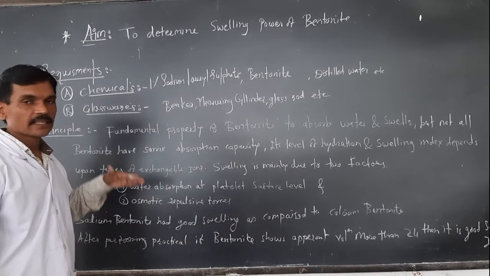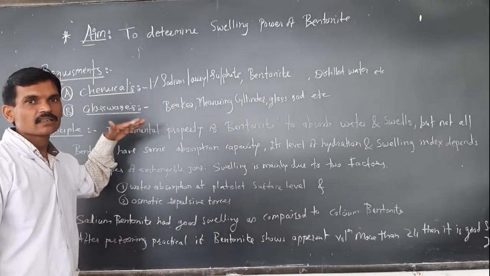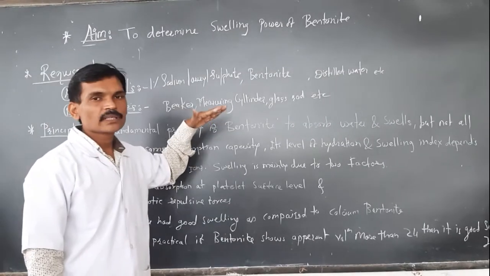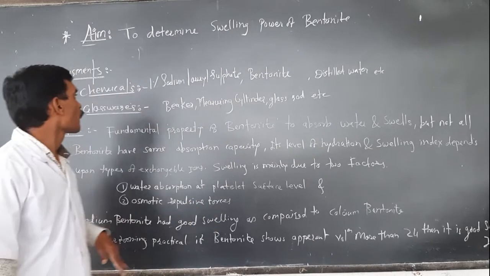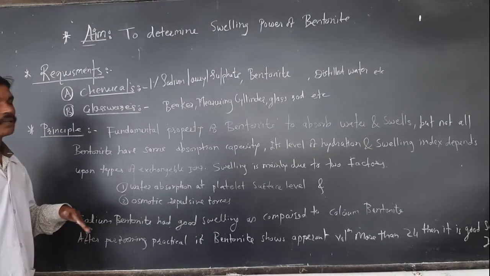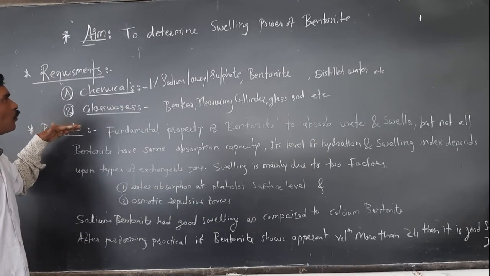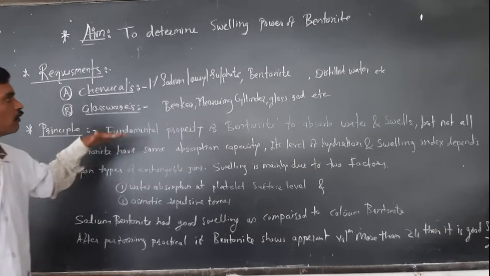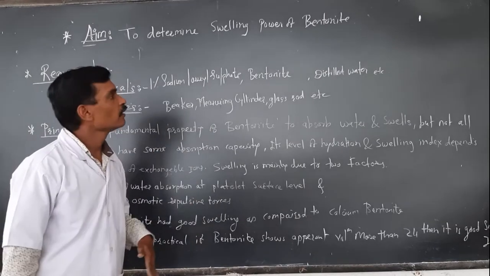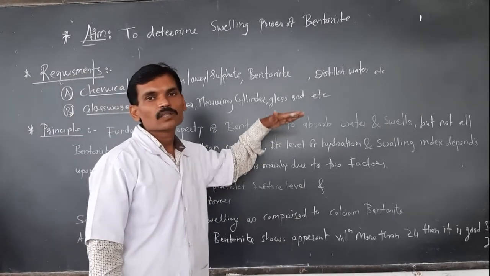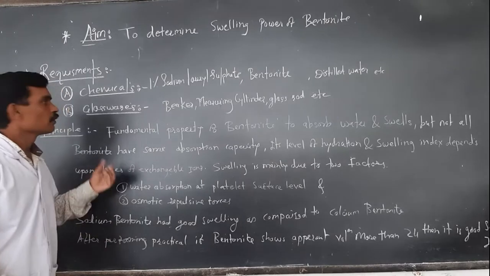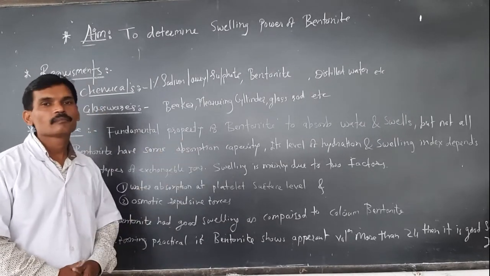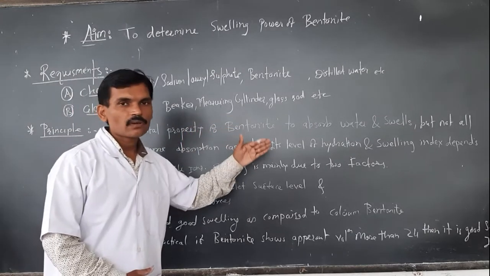All of you are familiar that bentonite is a gastrointestinal agent, a bulk forming laxative type of gastrointestinal agent. So here we require some requirements for performing this practical. Chemicals: 1% sodium lauryl sulfate, bentonite, distilled water, etc. Glasswares: we require beaker, measuring cylinder of 100 ml, glass rod, etc.